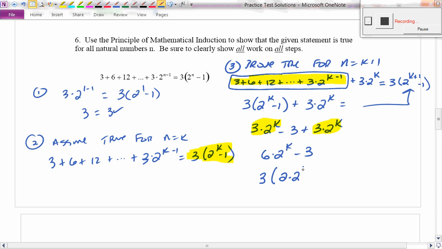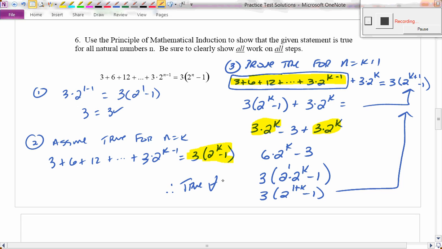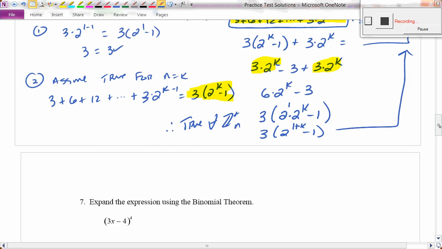That's going to give me this: 2 times 2 to the k minus 1. Now, of course, this is 2 to an exponent of 1, so that's 3 times 2 to the 1 plus k, and then minus 1, which is exactly what it says on the right-hand side there. So therefore, this is true for all positive integers n. All right, that's a good problem there.